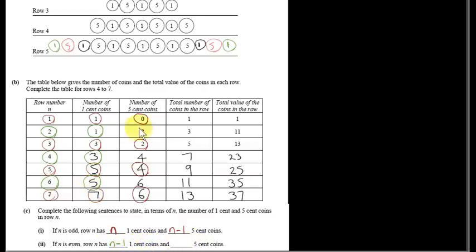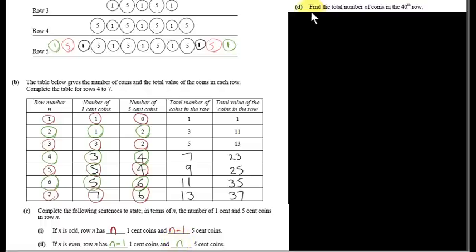How many 5-cent coins are there? Well, you might have guessed that the pattern is the reverse of the pattern for 1-cent coins. When n is even, the number of 5-cent coins is the same as n. So when n is 2, there are 2 5-cent coins. When n is 4, there are 4 5-cent coins, and so on. So there are n 5-cent coins when n is even.